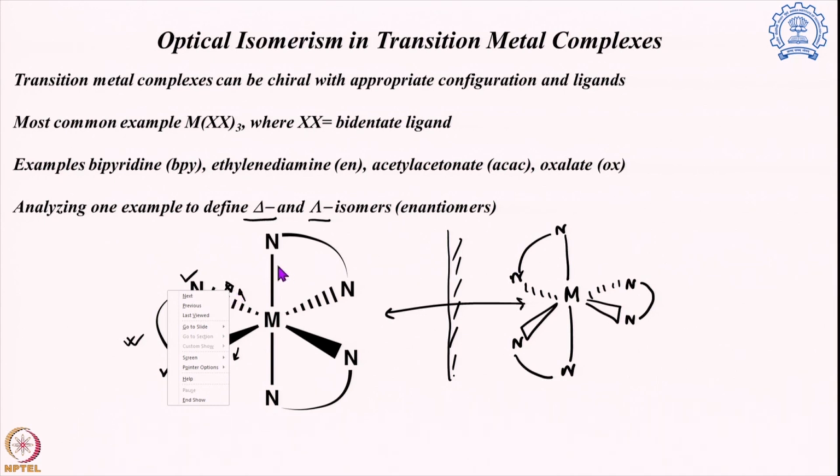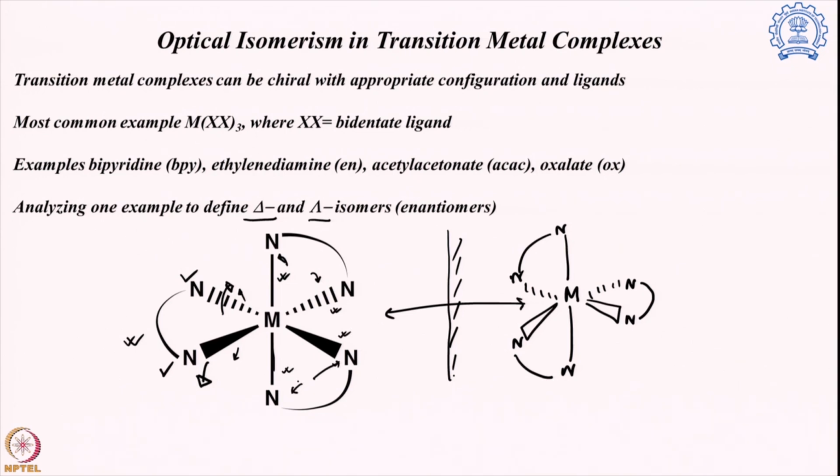Now this one over here, this is on the plane of the paper, this is back hand side. That means relatively this is towards us, this is on the back hand side. And between these two, this is on the plane of the paper, this is above. So this is again towards us, this is on the back hand side.